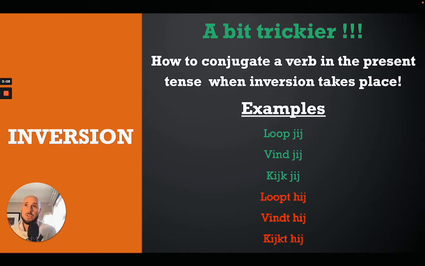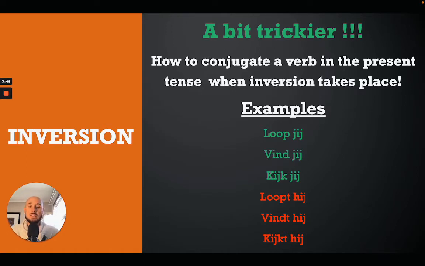However, when the verb is in front of jij or je, we have to take away that T. Same thing with vind. Normally you find, jij vindt, dt. However, in this case, vind is in front of our subject, so we have to take away the T. Kijk, the same. You look or you watch, jij kijkt, right? We have that T, right? However, kijk is in front of jij or je, so we have to take away that T. Why do we do it? For pronunciation's sake. Kijk jij sounds way better than kijkt jij, alright? That's why we take away the T.